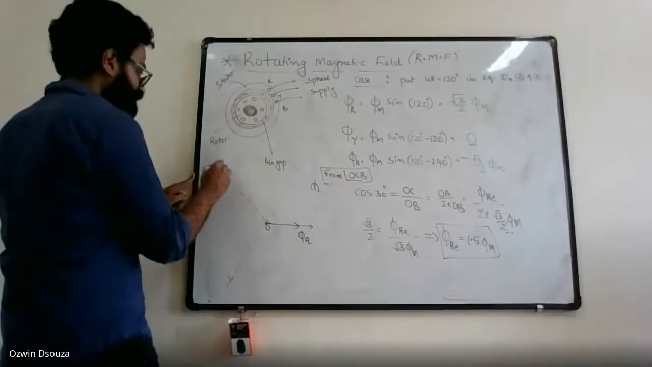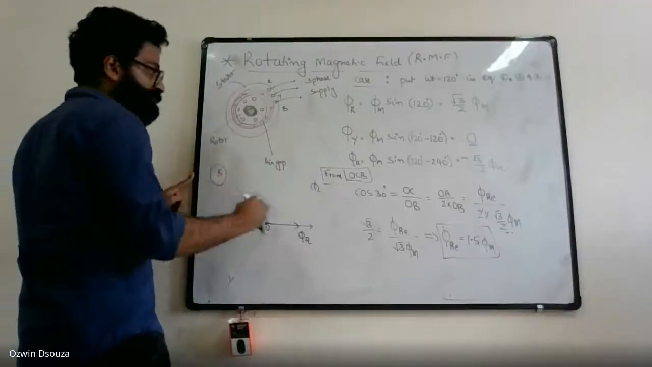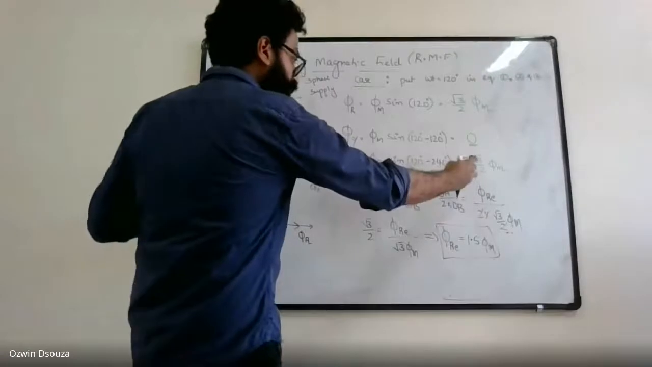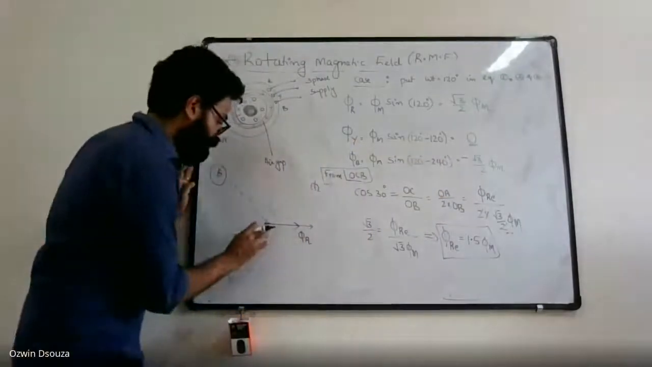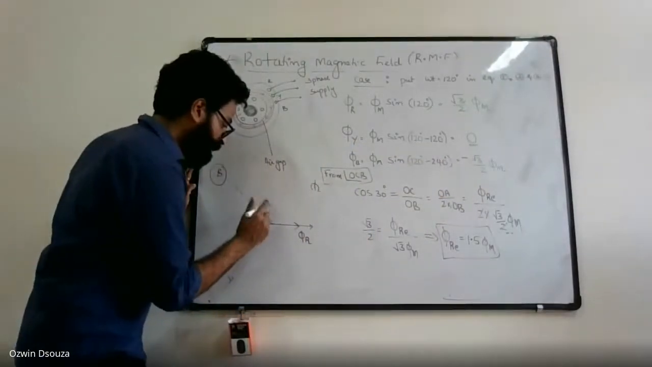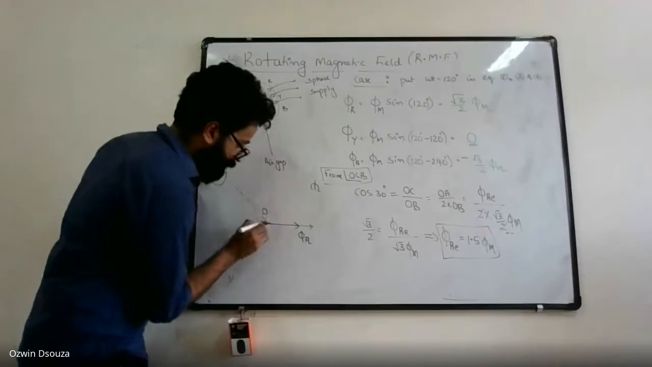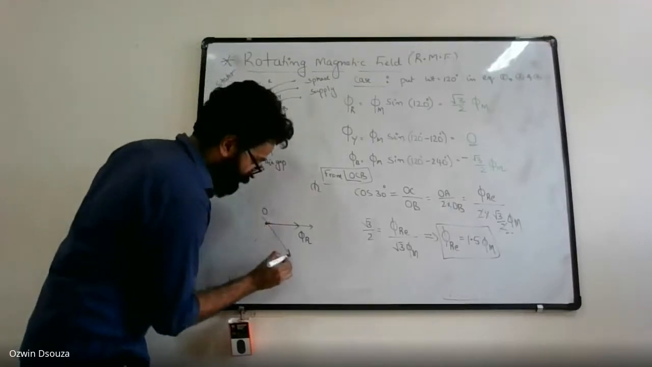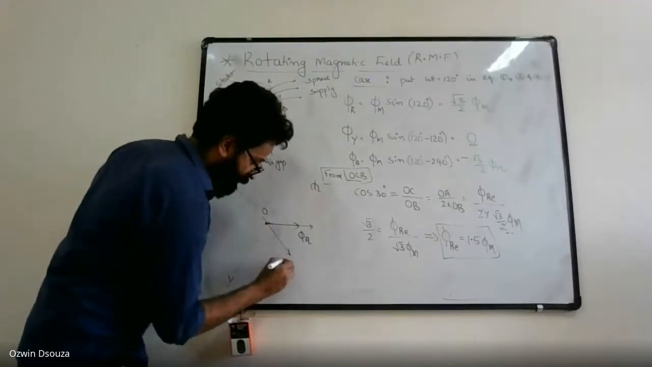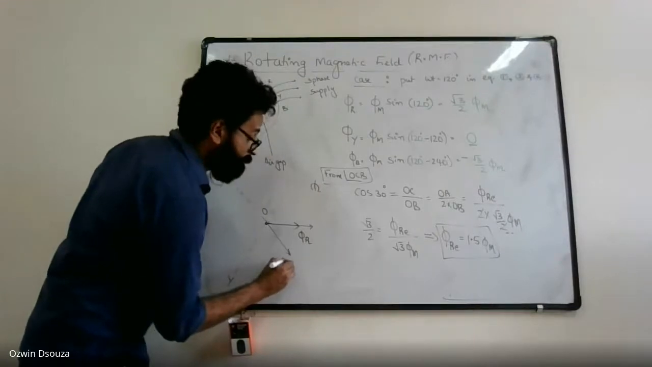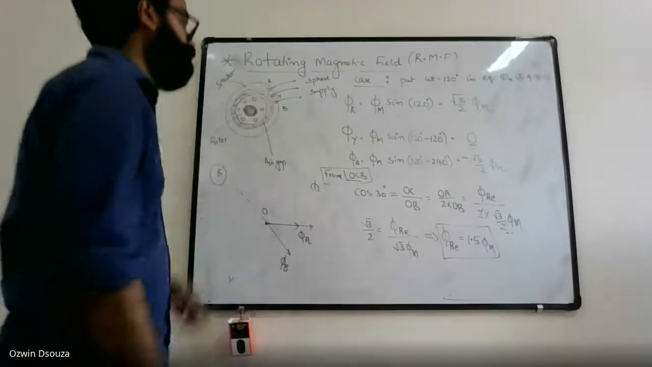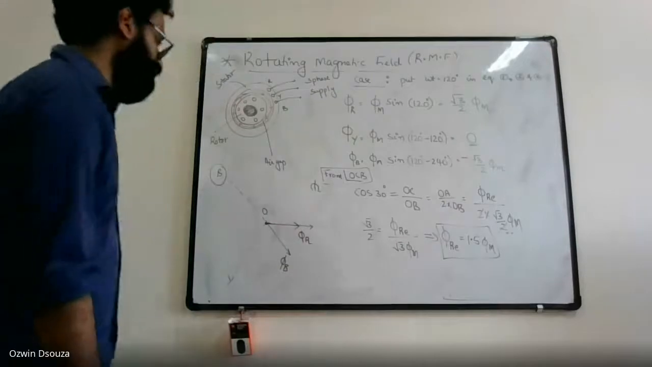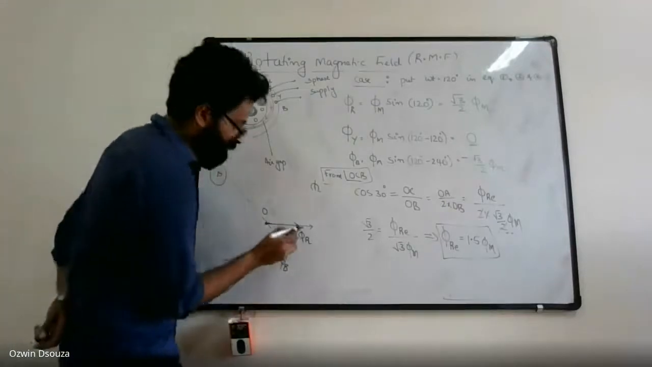So positive direction is here. So you want the negative value. So you project the vector in the opposite direction. Okay, so let's project something like this. And let's take it as phi b. Phi b. Okay. And now you resolve the vectors. Okay.